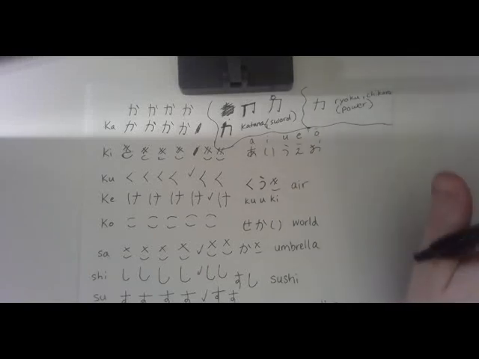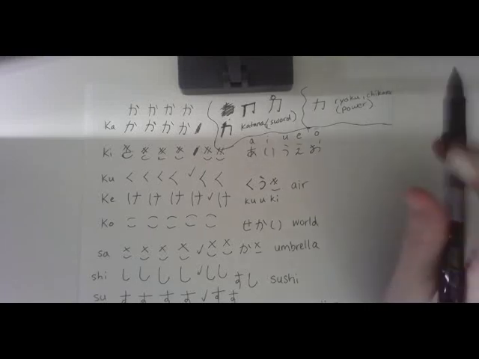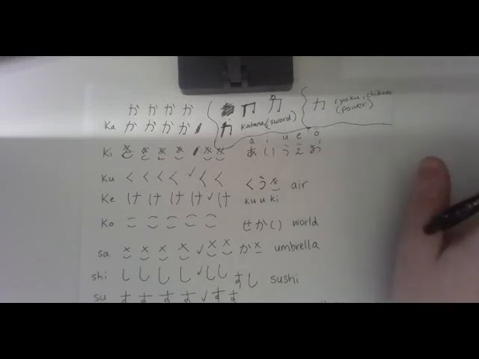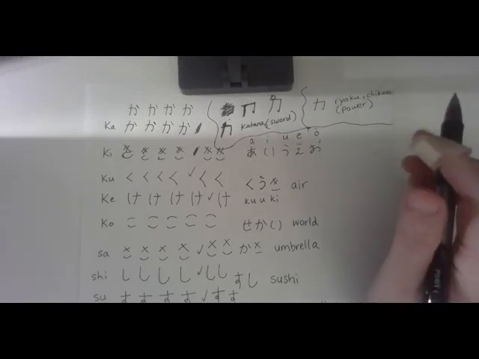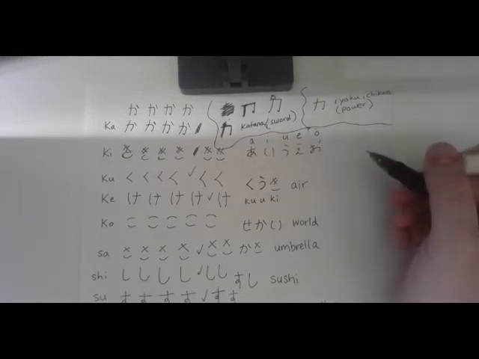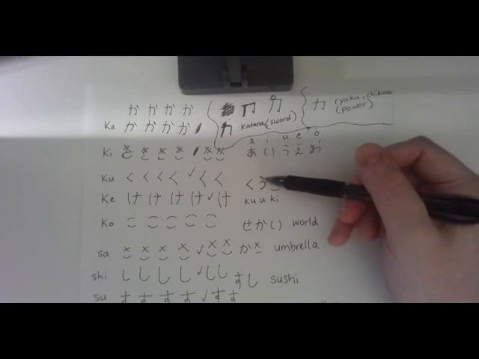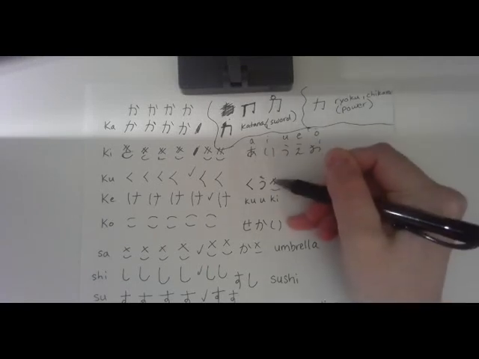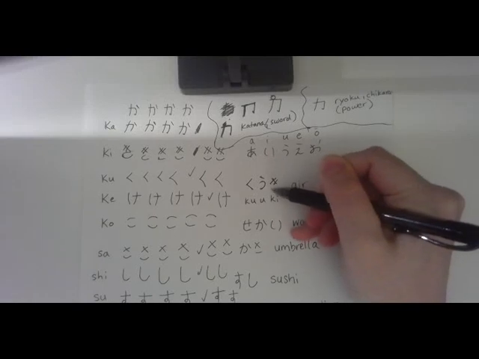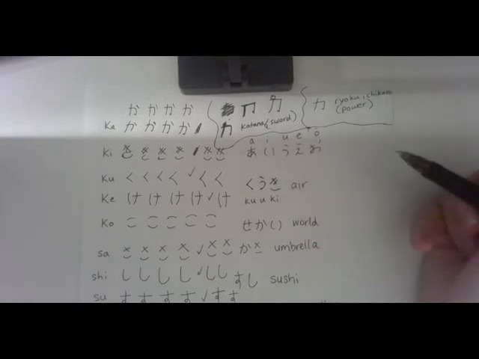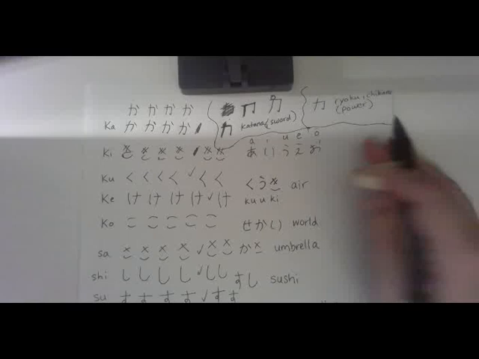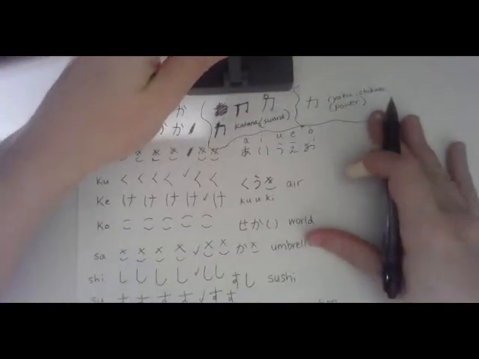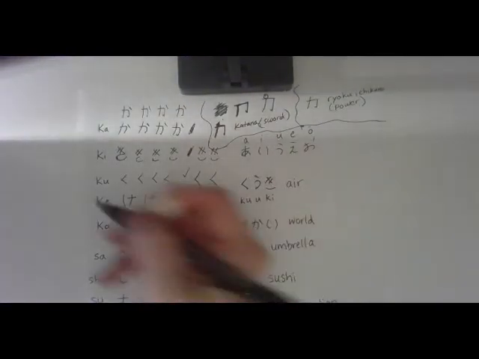I'm not a Japanese native speaker, so I might not always pronounce things right, but that's just how I think of it. Alright, so we have ku, and then we have the u symbol, and then we have ki. 1, 2, 3. And mouth underneath. And that means air. So we use ku over here, and we use ki.